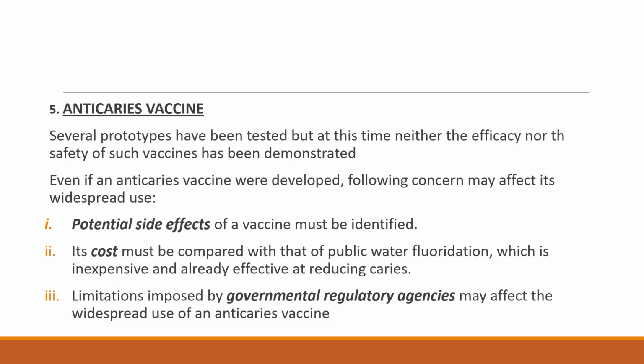Fifth is an anti-caries vaccine. Although several prototypes have been tested, at this point, neither the efficacy nor the safety of such a vaccine has been demonstrated. And even if an anti-caries vaccine is developed, there are many concerns that may affect its widespread use. First is its potential side effect. Second is its cost compared to public water fluoridation, which is very cheap. And thirdly, there may be limitations imposed by the governmental regulatory agencies, which may ultimately affect the widespread use of anti-caries vaccine.